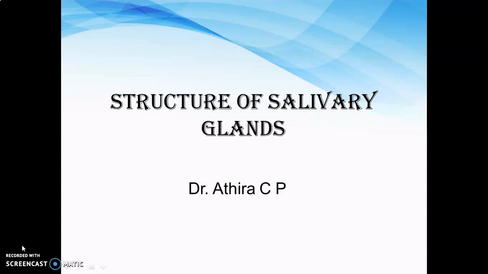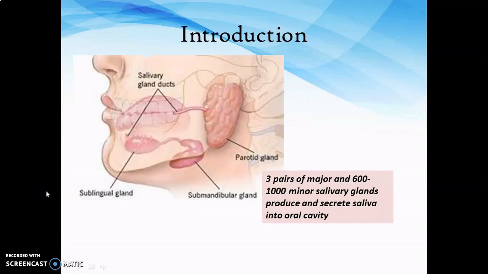Today I am going to discuss the structure of salivary glands and their ductal system. Salivary glands are exocrine glands that produce and secrete saliva into our oral cavity. There are three pairs of major salivary glands and 600 to 1000 minor salivary glands that secrete saliva into the oral cavity through their ductal system.